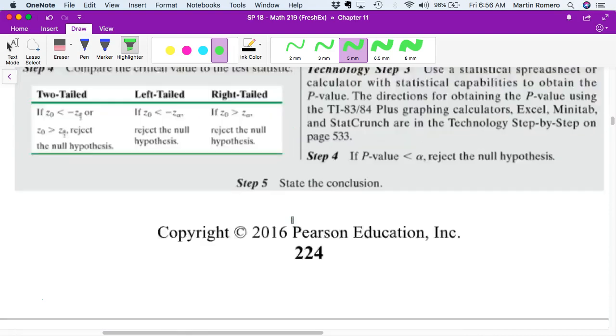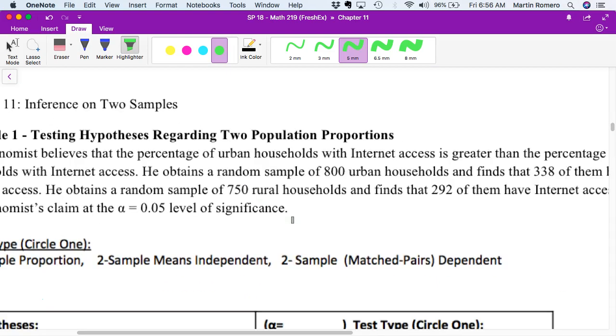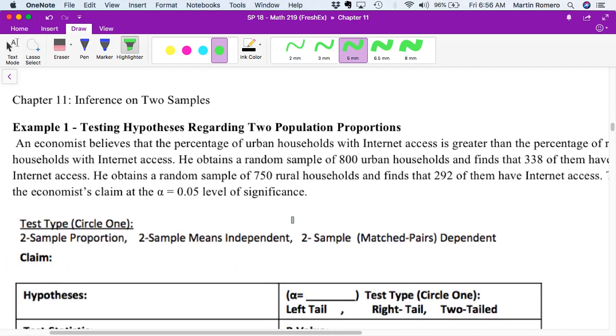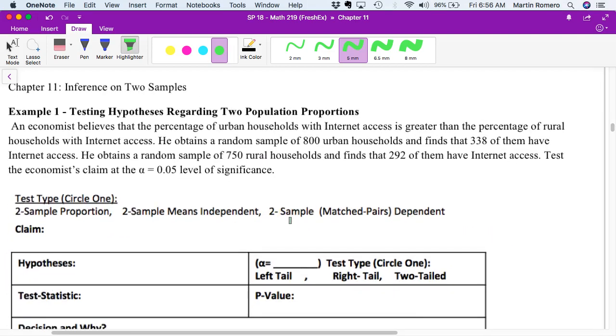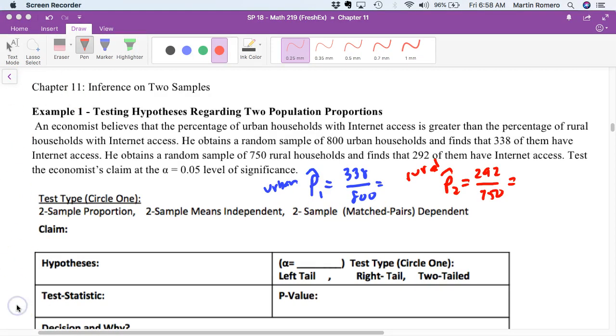So let's just go ahead and do an example. You have this on your note sheets. Here's example 1. Go ahead and take a read at that real quick. As you take a look at it, the first thing you should be able to come up with, and I wrote them in already, are the proportions for the two samples. We're comparing two samples, and now we want to use those samples to determine if those two population proportions are the same or different based on the claim here.